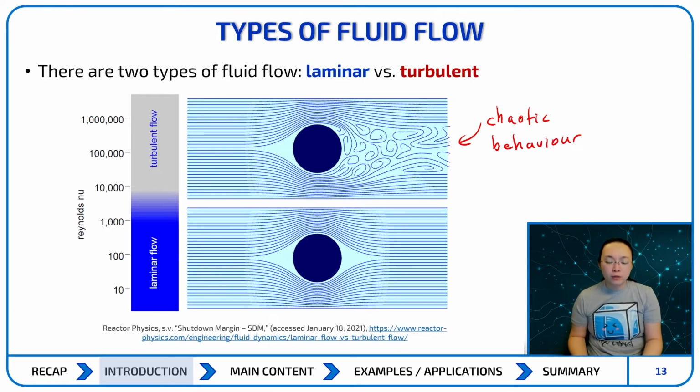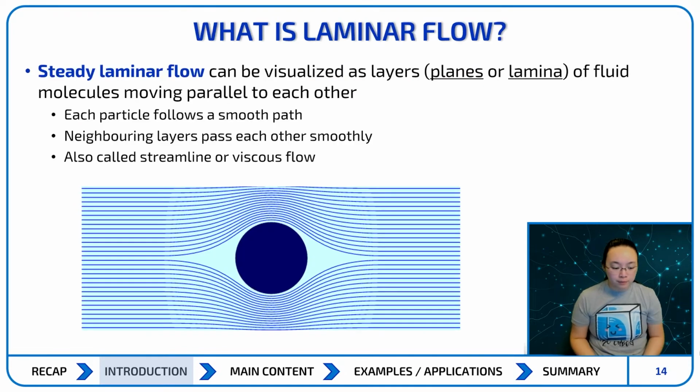So let's take a closer look at each type of flow. What is laminar flow? Laminar flow is essentially a steady type of flow. It can be visualized as different layers or planes of fluid molecules moving parallel to each other, exactly like this diagram. Every particle is going to follow a smooth path, and neighboring layers will pass by each other very smoothly with very little friction. This is also called streamline or viscous flow.